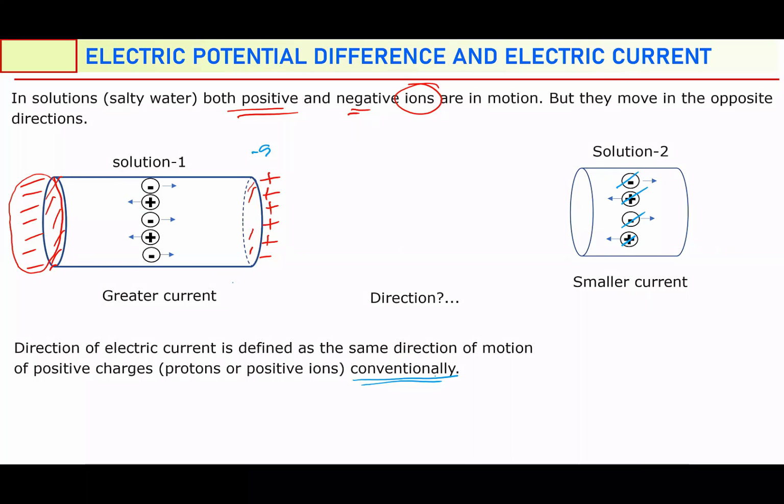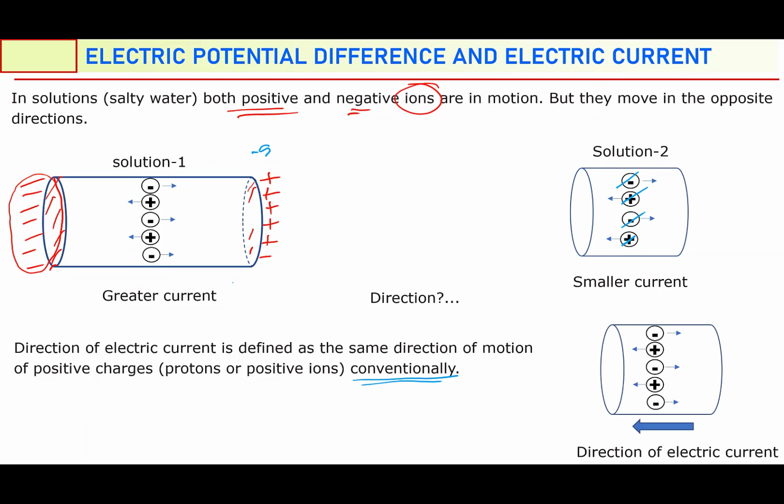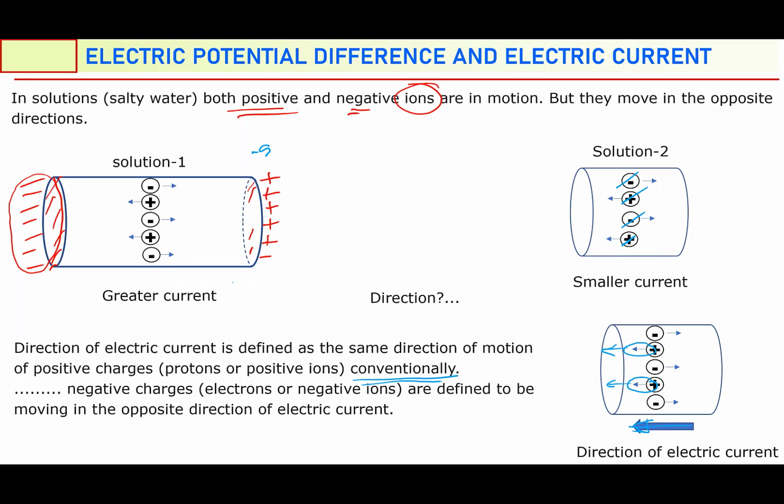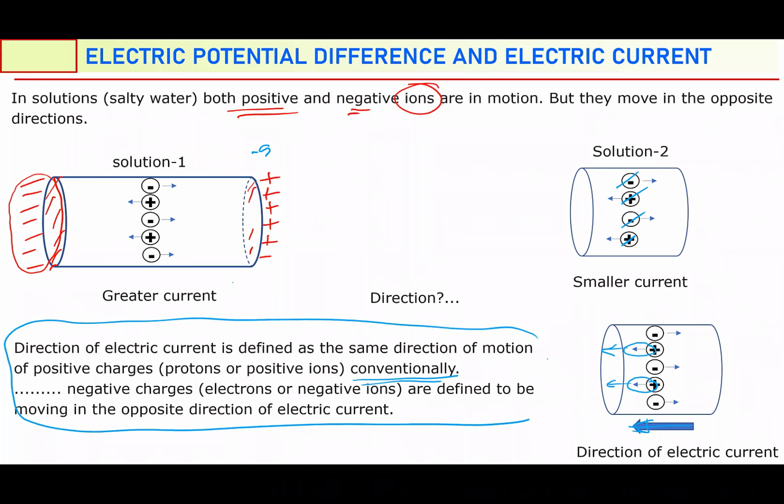What does conventionally mean? I also explained this before. Scientists define the direction of the electric current as the direction of the motion of the positive charges. So electric current direction and positive charge direction are always the same. As you see, this positive charge moves to the left, that positive charge moves to the left, so the direction of the current is to the left. However, electrons are moving in the opposite direction of the electric current. Negative charges, and electrons are negative, are defined to be moving in the opposite direction of the electric current. This is also very important for chapter 5.